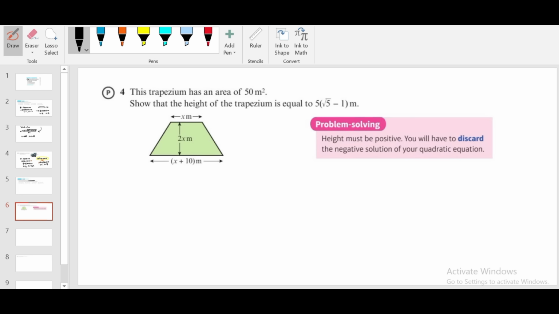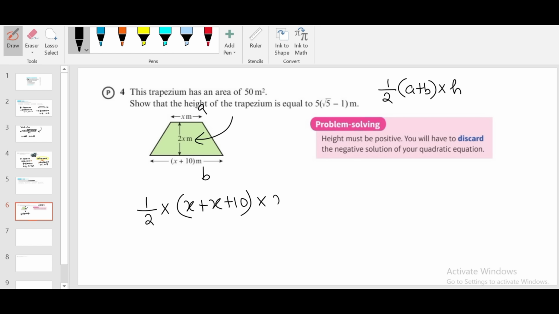I have taken one more question, question number 4 from exercise 2b. The trapezium has an area of 50 meters square. What's the area of a trapezium? Half times (a plus b), where a and b are the two parallel sides, times height. Height is the perpendicular height between them. So half times (a plus b) times height is equal to 50.